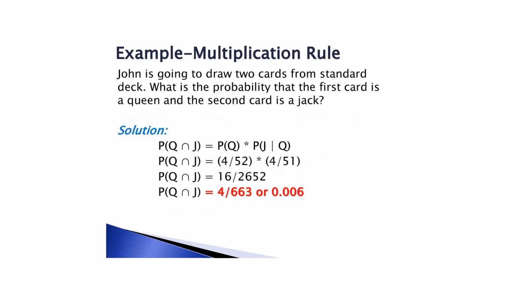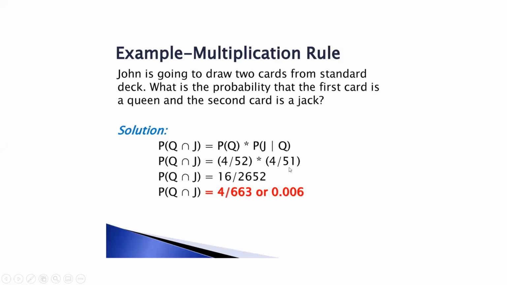Similarly, consider the other situation: two cards from a standard deck. What is the probability that the first card is a queen and the second card is a jack? Here we will use the probability of queen, and we have 4 queens out of 52 cards, so it will be 4 out of 52.